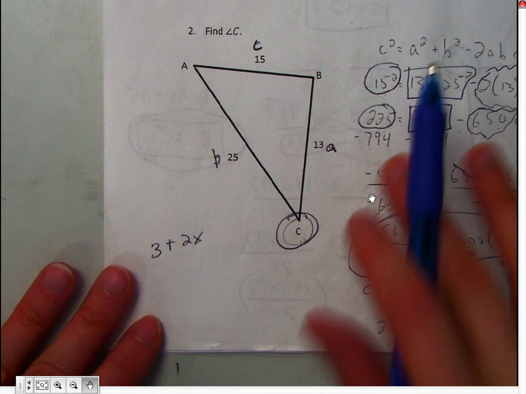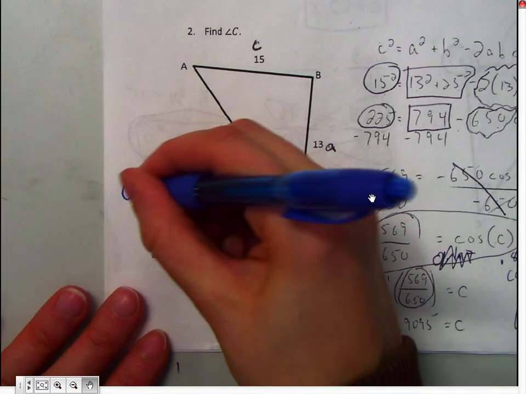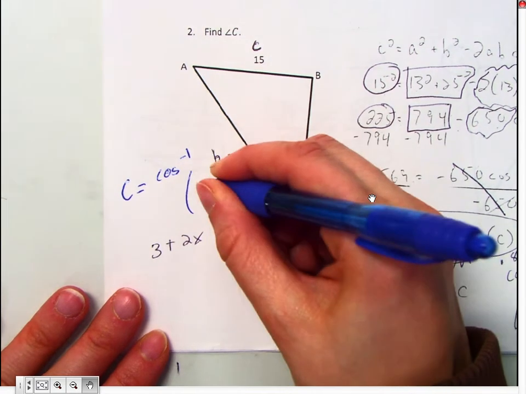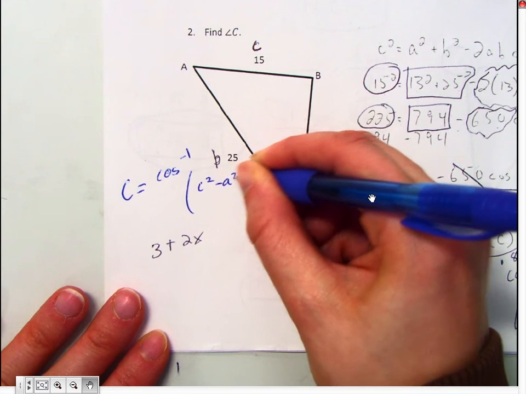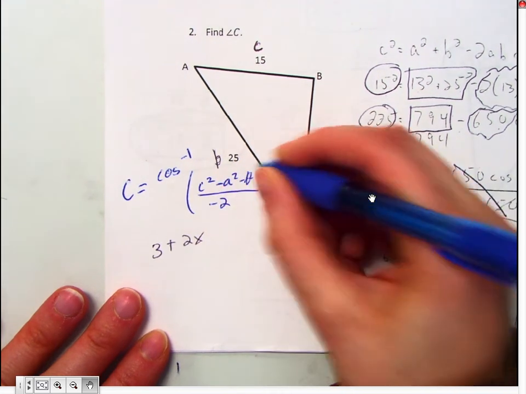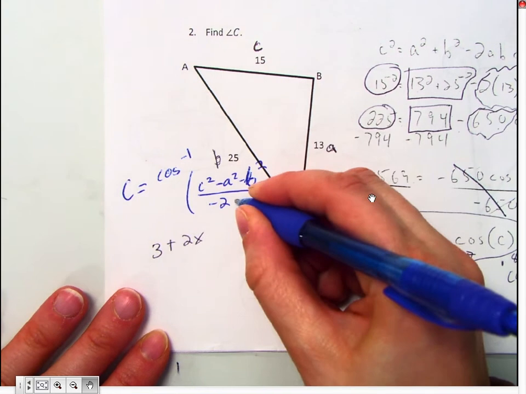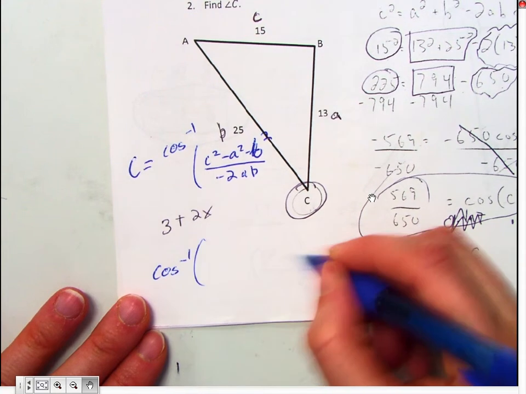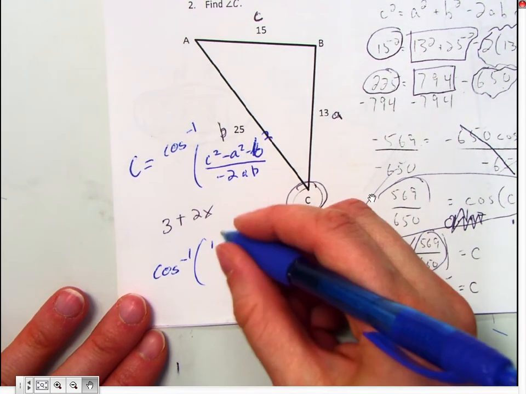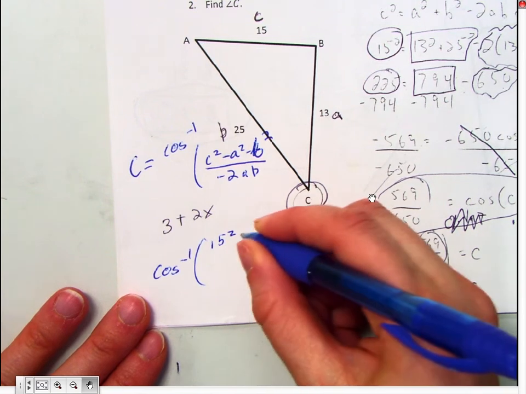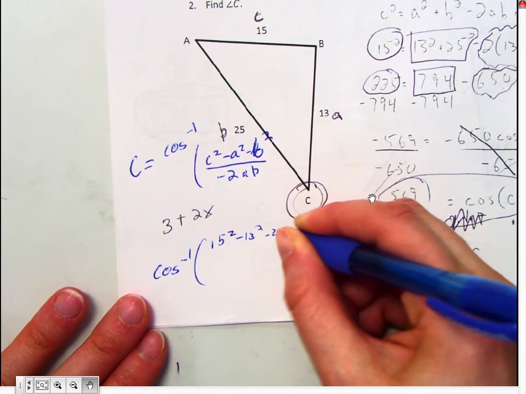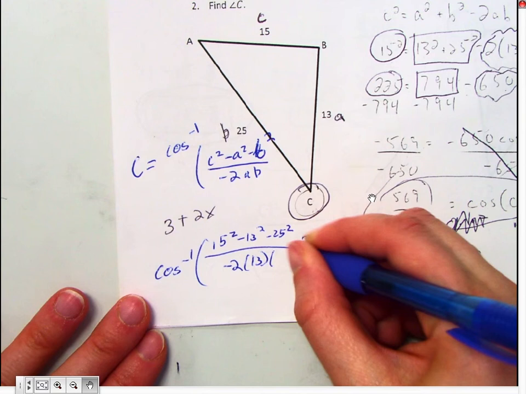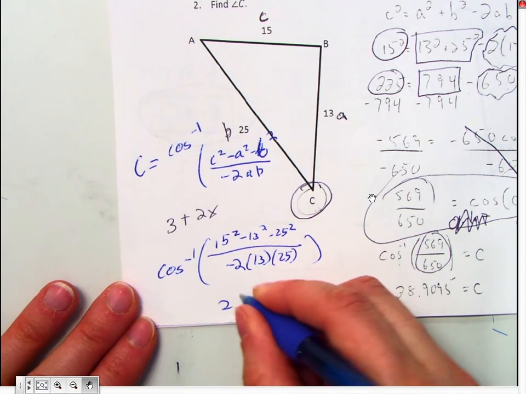Let me show you the other way. All right, I'm looking for C, so I can use this: cosine inverse of c squared minus a squared minus b squared all over negative 2ab. Okay? So I can put cosine inverse and put it all in at once. C is 15 squared minus 13 squared minus 25 squared all over negative 2 times 13 times 25, and you will get 28.9 degrees.